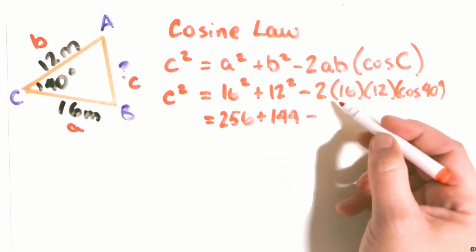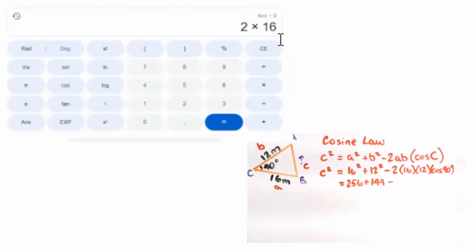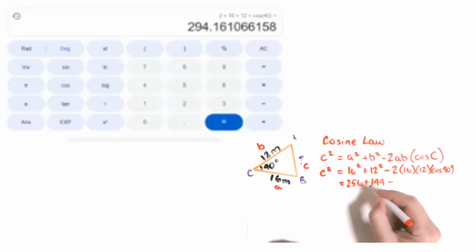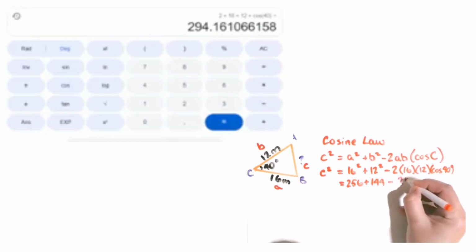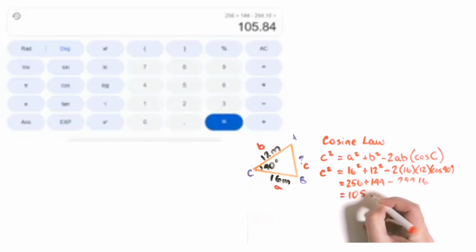And if I type in 2 times 16 times 12 times cosine of 40 into my calculator, and make sure that you are in degrees over here, we get 294.16. I'm just going to leave it to two decimal places. So I'm going to have 256 plus 144 minus 294.16, and that gives me 105.84.